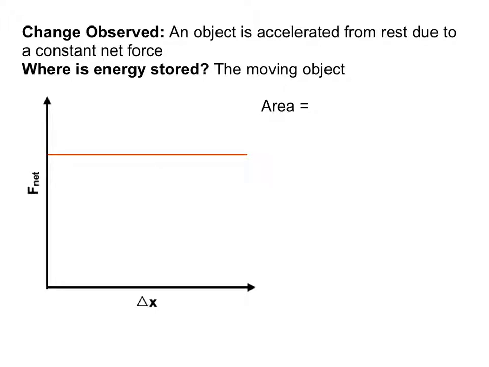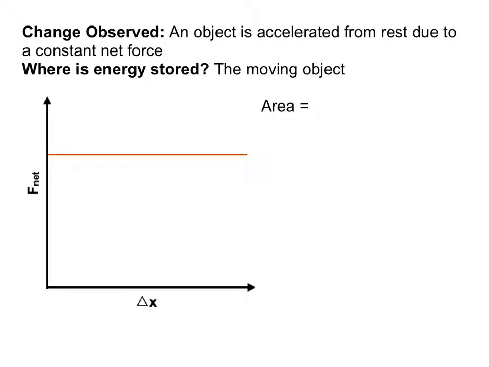The next change that we're going to be talking about on this slide is when an object is accelerated from rest due to constant net force. When we do this one, there's going to be a few more steps than the previous ones. The change that we're going to see is the object's motion. So we're putting energy into an object by accelerating it from rest. When we talk about where this energy is stored, we're saying that it's stored in the moving object.